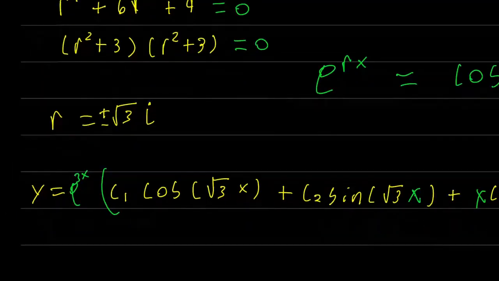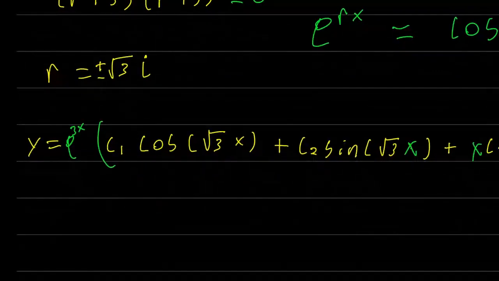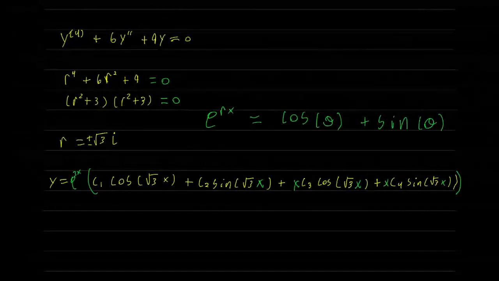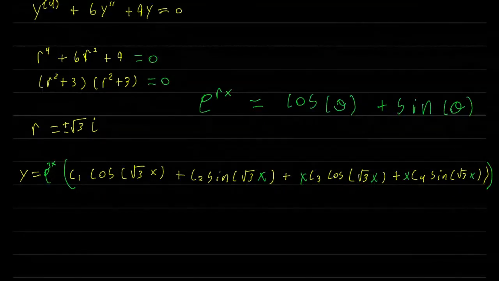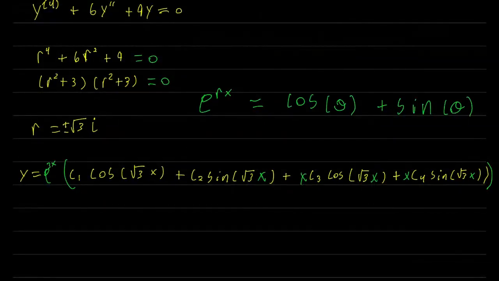And for our case, what's going to happen is we're going to have cosine and sine right here. We have the C1 and C2, and then we have the x right here as well. And we'll have cosine square root of 3x plus x C4 sine square root of 3x.